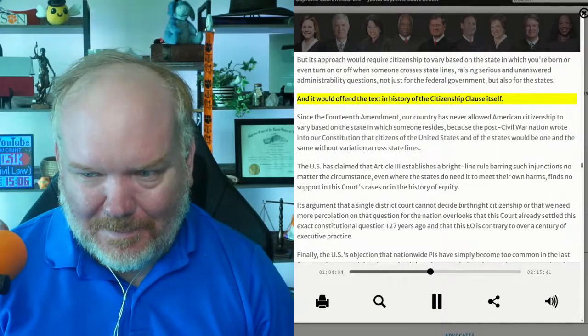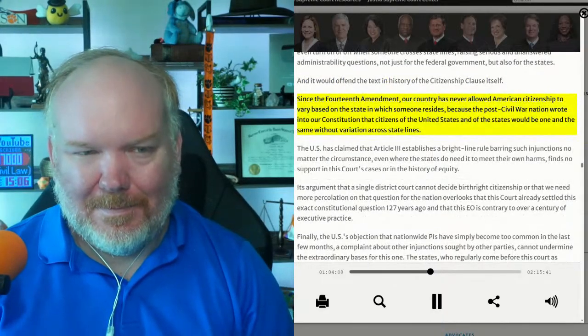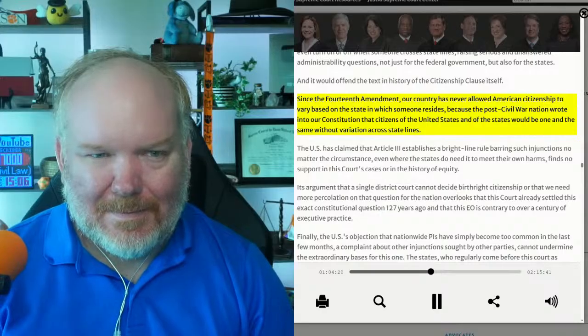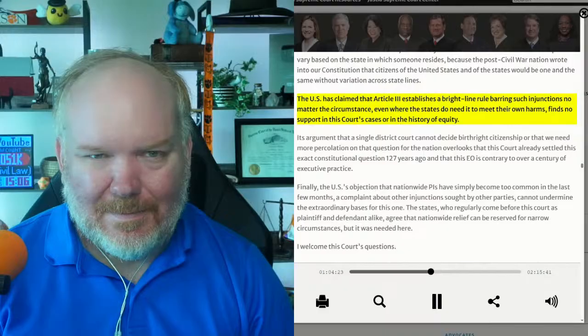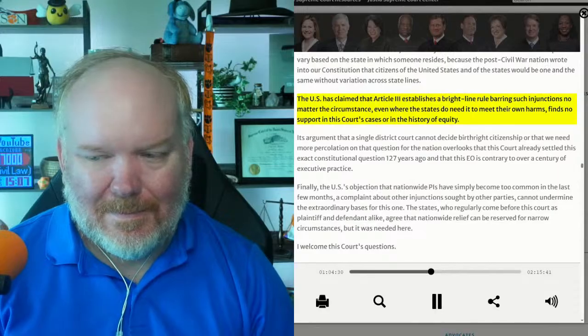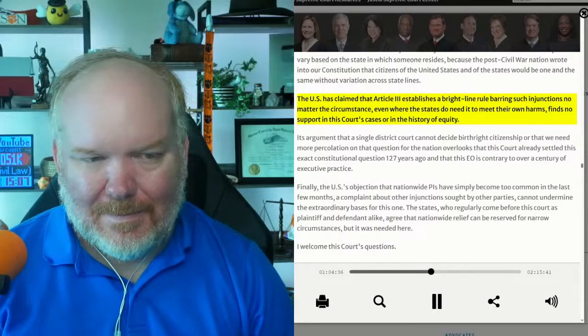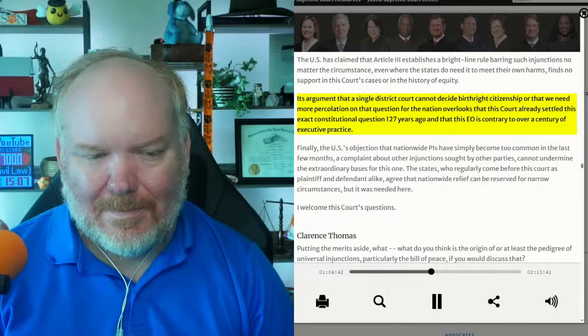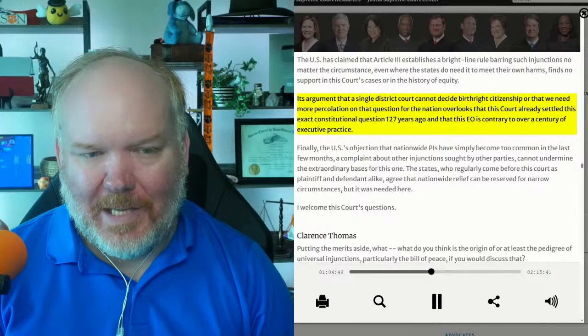The Citizenship Clause itself. Since the 14th Amendment, our country has never allowed American citizenship to vary based on the state in which someone resides, because the post-Civil War nation wrote into our Constitution that citizens of the United States and of the states would be one and the same without variation across state lines. The U.S. has claimed that Article III establishes a bright-line rule barring such injunctions no matter the circumstance, even where the states do need it to meet their own harms, but that finds no support in this Court's cases or in the history of equity. Its argument that a single district court cannot decide birthright citizenship or that we need more percolation on that question for the nation overlooks that this Court already settled this exact constitutional question 127 years ago.